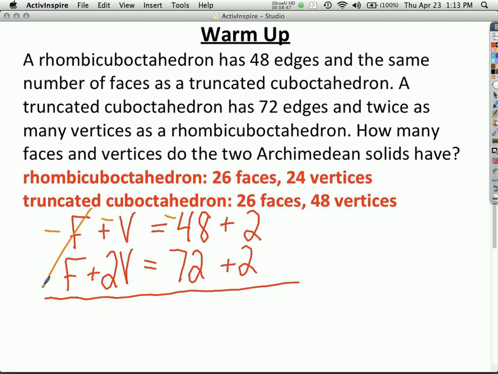This cancels out. Negative 1V and 2V equals V equals, and now we've got negative 50 and positive 74. We've got V equals 24. You're pretty much done, because from there you get everything else. From there you get the 48, because it says that the truncated cuboctahedron has twice as many vertices. So you multiply that times 2. And to get the faces, all you have to do is plug the 24 into here and you get the number of faces. It's got to be 26.